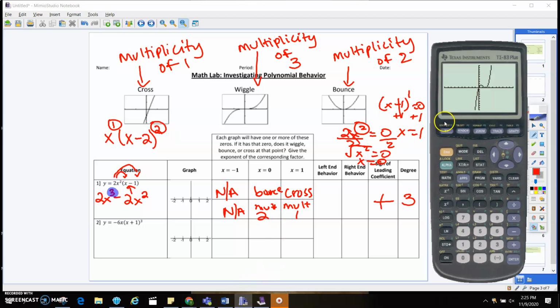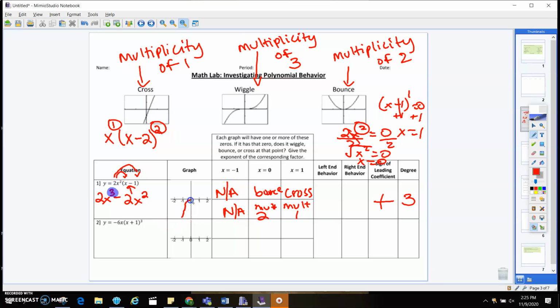Okay, so for instance, I'm going to go into that y equals button, and I'm going to type 2x squared times x minus 1, and then I'm going to hit graph. Okay, so we see it comes up, and it's going to hit 0, and we're going to bounce off, and then it's going to cross at x equals 1. So it goes up, bounces off, kind of creates that parabola look, and then goes back up and crosses straight through as if it were like a linear function.